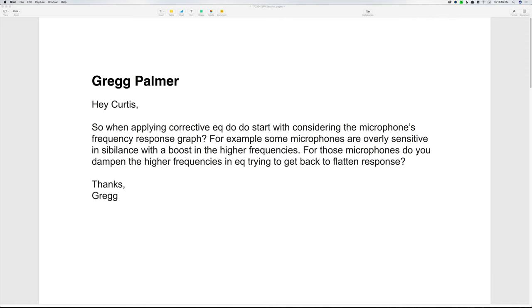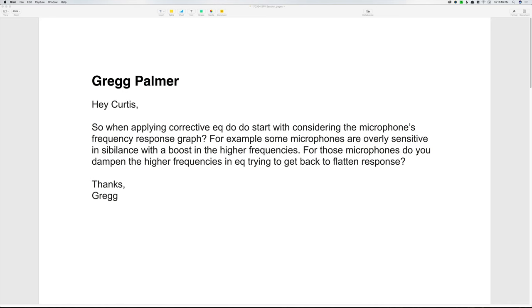And in this episode, we have a few questions from a few of you. Number one from Greg Palmer. Hey, Curtis, when applying corrective EQ, do you start with considering the microphone's frequency response graph? For example, some microphones are overly sensitive in sibilance with a boost in the higher frequencies. For those microphones, do you dampen the higher frequencies in EQ, trying to bring back the flatter response?